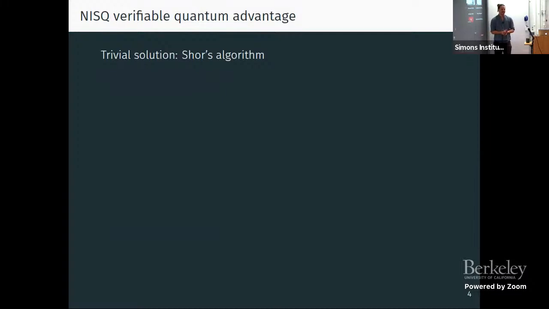Turns out there's an easy way to do this, which is just to run Shor's algorithm. You multiply two large primes together, send them to the prover, and ask for the factorization. So good, that was a good talk, very efficient, and that's it.